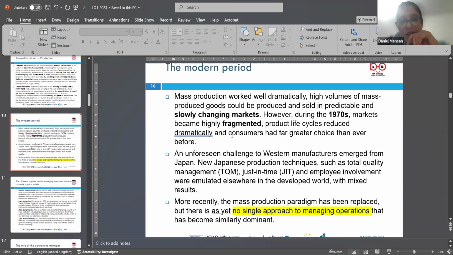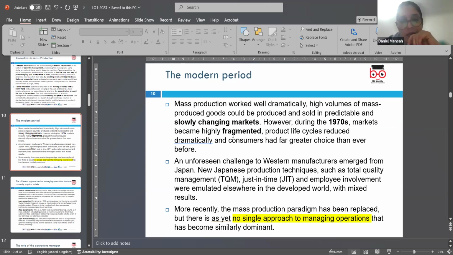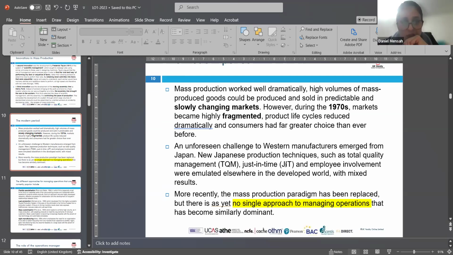So another innovation came into place from the Japanese: total quality management, which we will be discussing later on, and just in time. It is about the sourcing of material just in time. I can briefly explain just in time. It means you are not buying the raw material in advance. Whenever you need it, you just order the material and they supply it to you. So it is called the just in time concept. It is related to product sourcing.